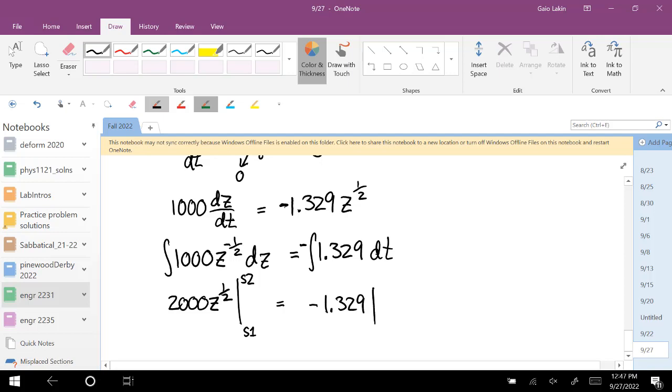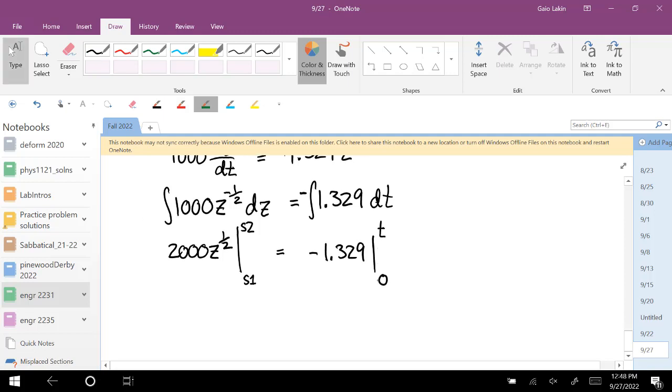This one we're doing over time, so this is going to be from time equals 0 to time t. And we're going to try to find that time t. So now, before we can substitute in for z, we need to figure out what our starting and ending heights are. We're given that in terms of masses.